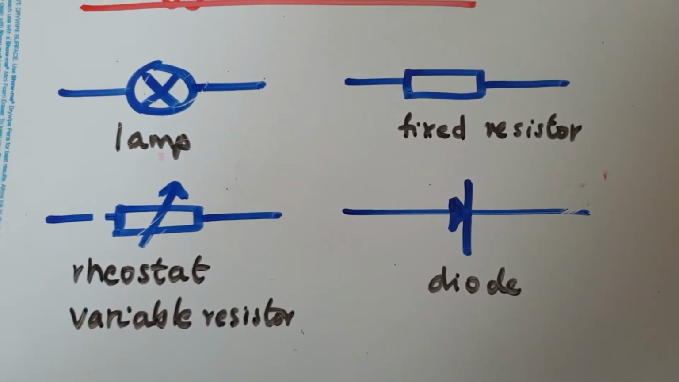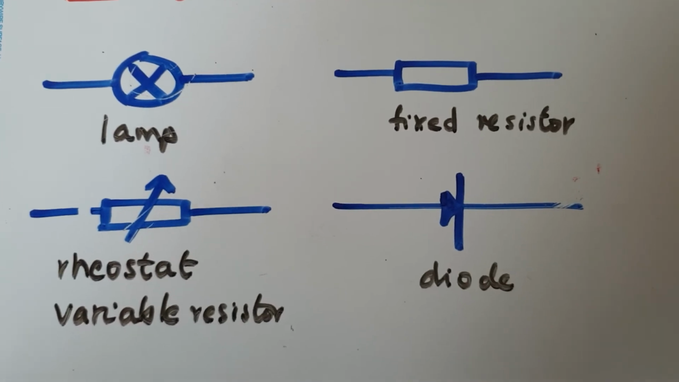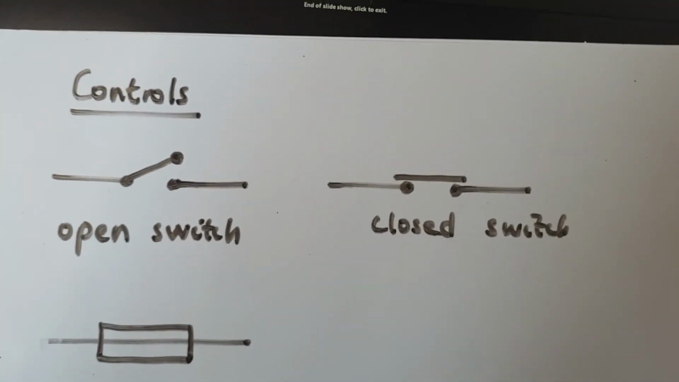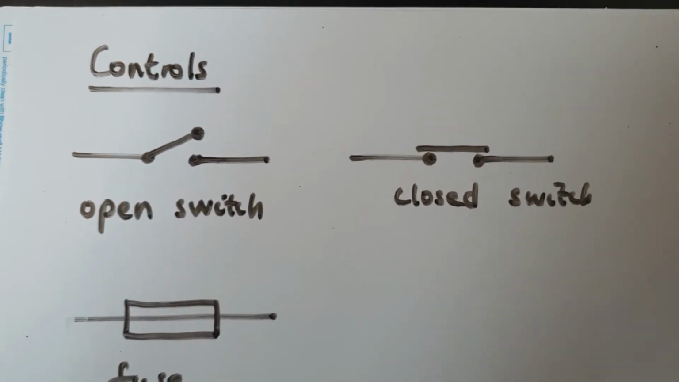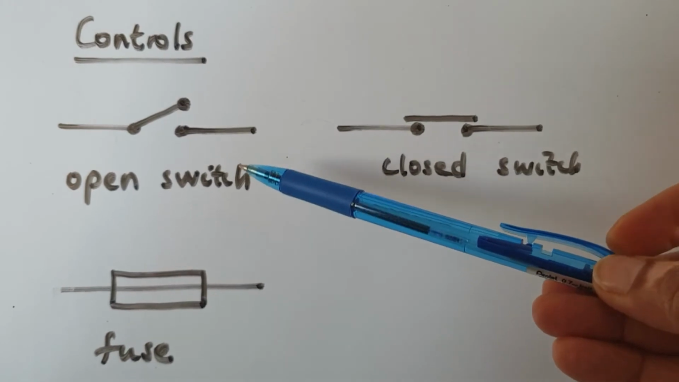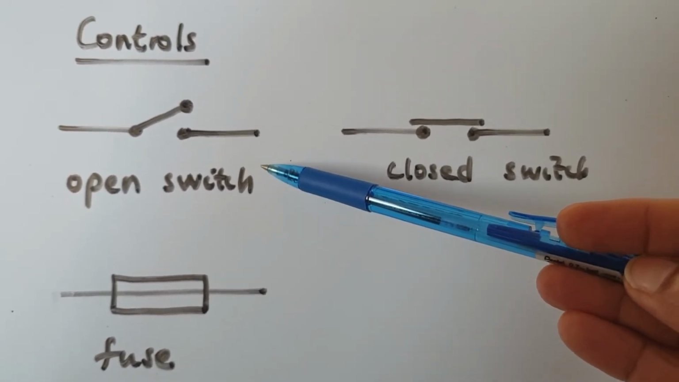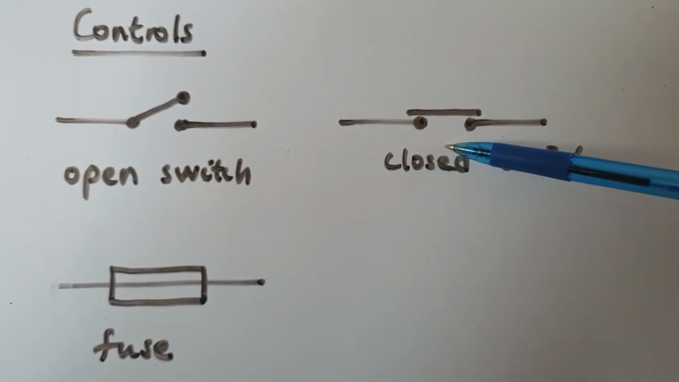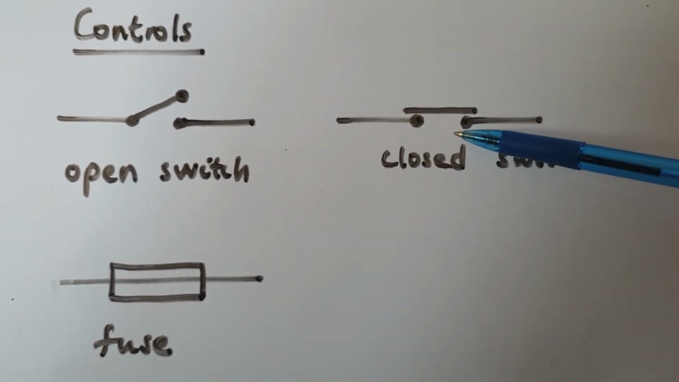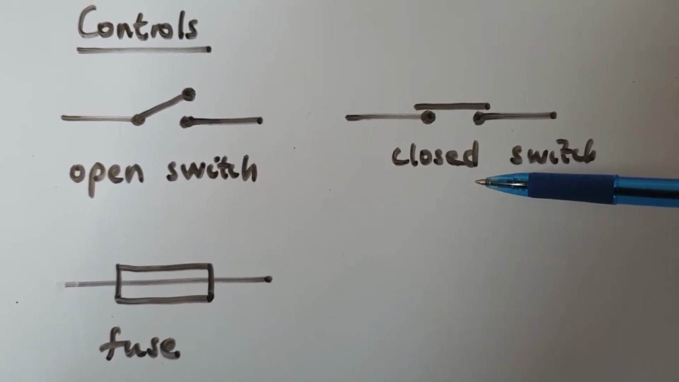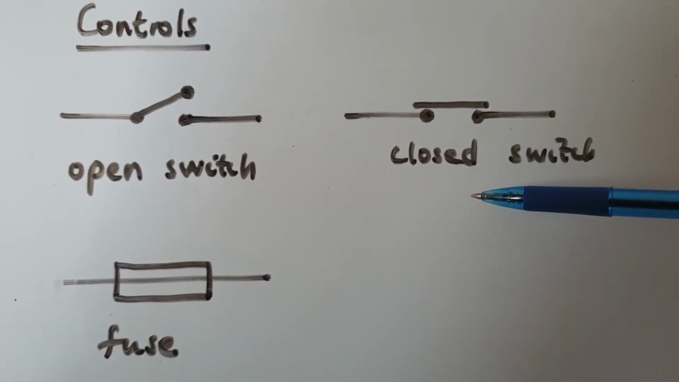Okay, now the next thing you also need to know is that in any electric circuit, you have to have something to control it. So you have switches, and that's a symbol for an open switch. When the switch is open, there will be no current flowing through. So in order for a current to flow through, you have to close the switch, because the moment there's a gap in an electric circuit, no current flows.